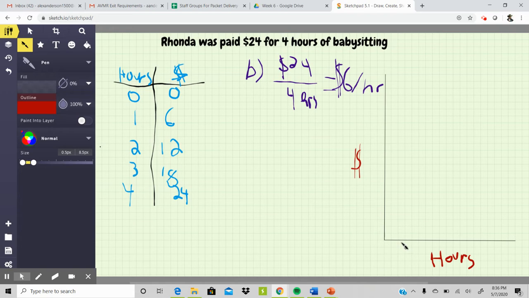So I'll count by maybe every 3 will be 1. So right here is 0. And then here we'll say is 1, 2, 3, 4. And we'll say this is 6, 12. You just have to make sure you're consistent with how much you're counting by. 18, 24.